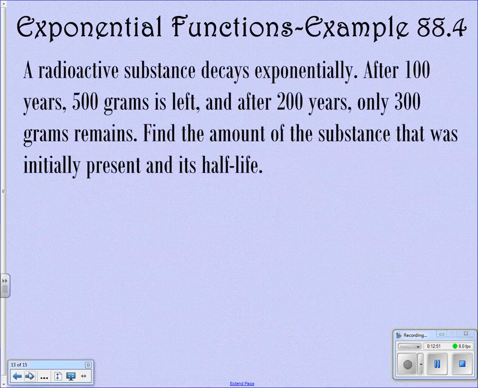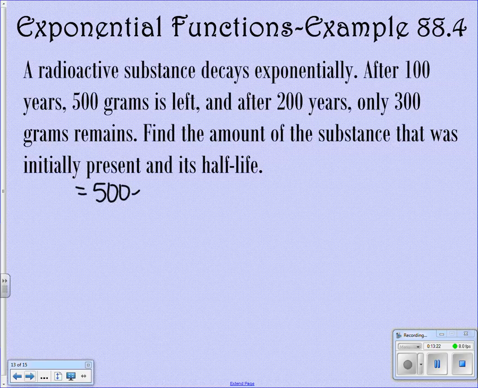So we've got one more example. A radioactive substance decays exponentially. After 100 years, we have 500 grams left, and after 200 years, only 300 grams remain. Find the amount of substance that was initially present and the half-life. So on this one, they don't give us what the initial amount at time 0 was. So we're going to have to just start with that after 100 years, 500 grams is left. Okay, so our initial amount that we're going to use is 500.